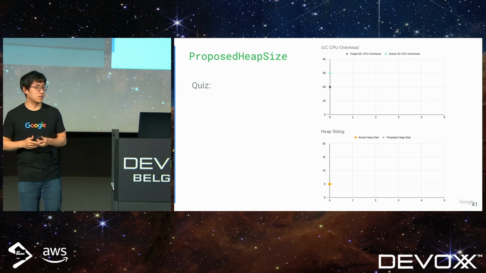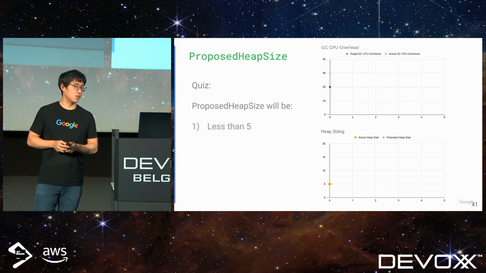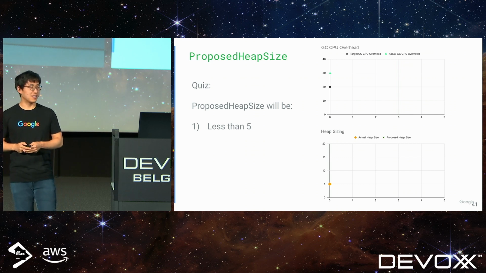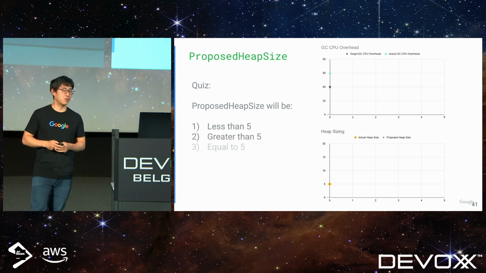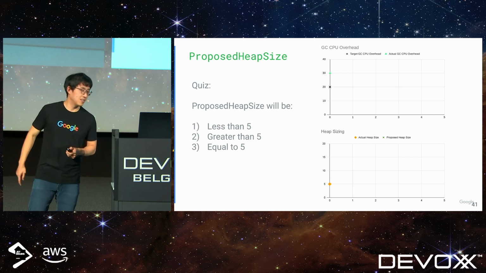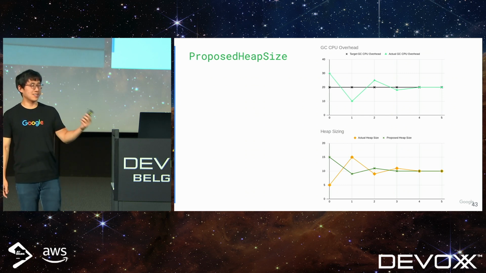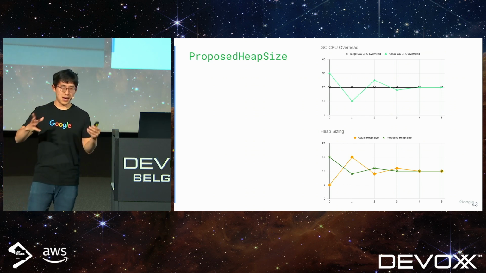Now let's say our actual heap size is 5 arbitrary units. Okay, so what will proposed heap size be? Will it be less than 5, greater than 5, or equal to 5? Correct, it will be greater. Okay, so again, these graphs kind of show what the pattern is.